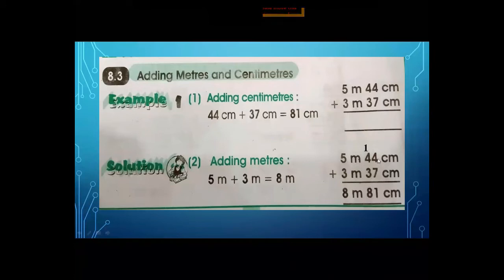7 plus 4, 11. 1 here and 1 carry on the next digit. 4 plus 3, 7, plus 1 carry, 8. So 81 centimeter, then come to meter. 5 plus 3, 8 meter. So your answer is 8 meter 81 centimeter.